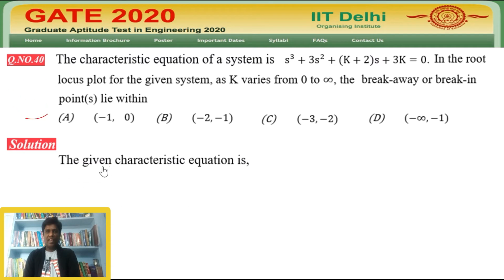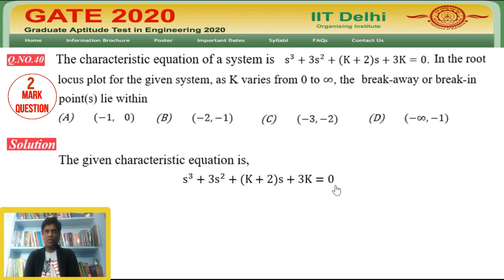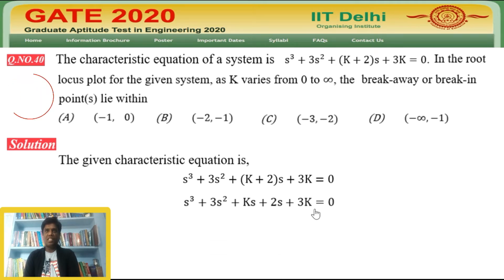So, the given characteristic equation is s cube plus 3s square plus (k plus 2) into s plus 3k equal to 0. Here, multiply the s term into the bracket, then the equation is s cube plus 3s square plus ks plus 2s plus 3k equal to 0. In this equation, take k common in the third and fifth terms and get the coefficient of k. Then the equation will be s cube plus 3s square plus 2s plus k into (s plus 3) equal to 0.